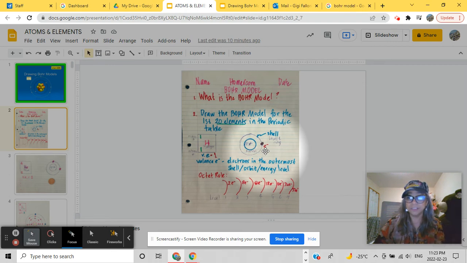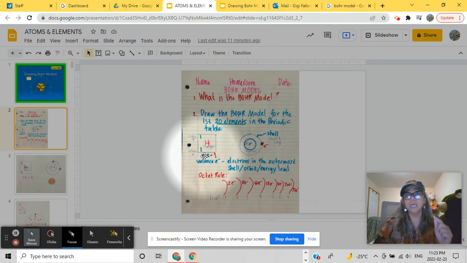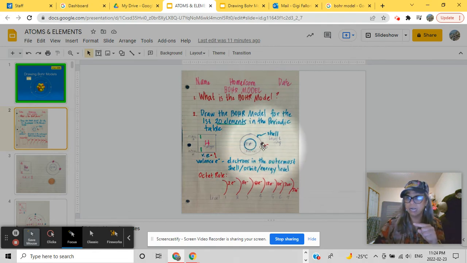They're all synonymous, right? So here, electrons. How many electrons can I place here on the first level? It's one. Why one? Because the atomic number is equal to the number of protons, also equal to the number of electrons. So I only have one electron here.